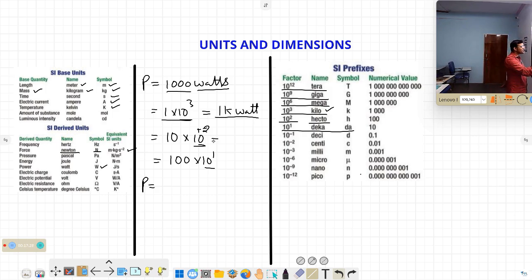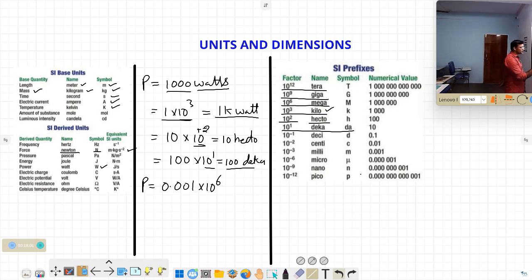Now if you want to write this in terms of hecto, this is 10 hectowatts, since 10 square means hecto. If you want to express this in terms of 10 power 1, that is called deca, so 100 decawatts. Like this we can express. If you want to express it in terms of 10 power 6, megawatts, that power can be written as 0.001 into 10 power 6.